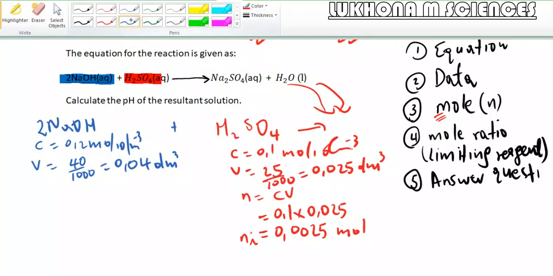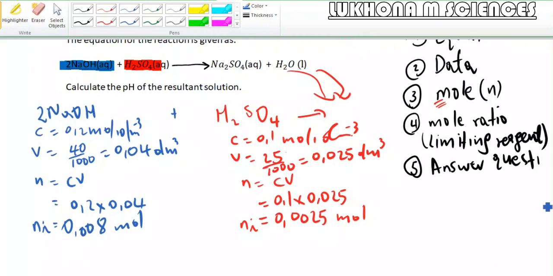Let's calculate the number of moles of sodium hydroxide. So n is equal to CV. Then the concentration is 0,2 by the volume, which is 0,04. Then we get 0,008 moles, the initial number of moles. We are done with step number 3. Let's get to step number 4.